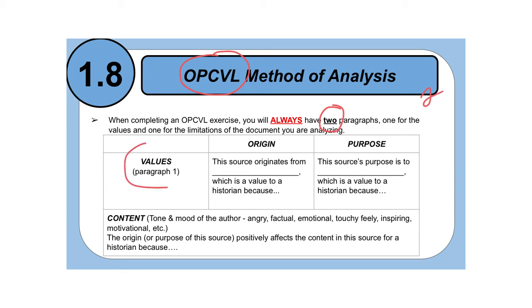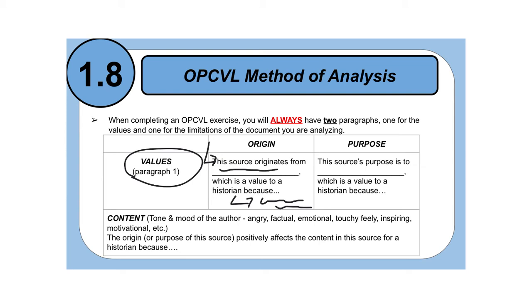One paragraph will be for values, and the other paragraph will be for limitations. In this example, we're going to look at the first paragraph, which is for values. It is very simple how you will approach writing it. You can clearly start out with, this source originates from, and you'll put in Thomas Jefferson, Martin Luther King, whoever's speaking. And it is valuable to a historian because, and then you'll write a little blurb about why that document would be important to a historian, because it was coming from Martin Luther King's mouth, or because Thomas Jefferson wrote it.